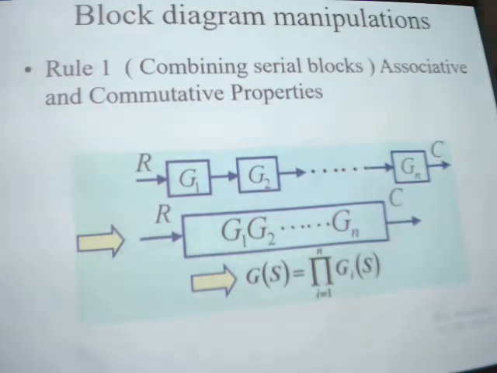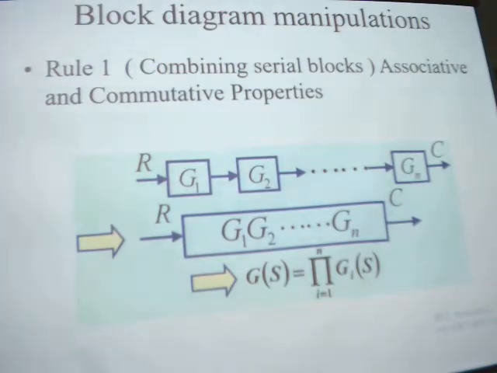Let's find C1. C1 equals G1 times R. Why is it G1 times R? It's the definition of the transfer function. The transfer function equals C by R. So C equals G times R. It's the formula. Okay, let's go on.